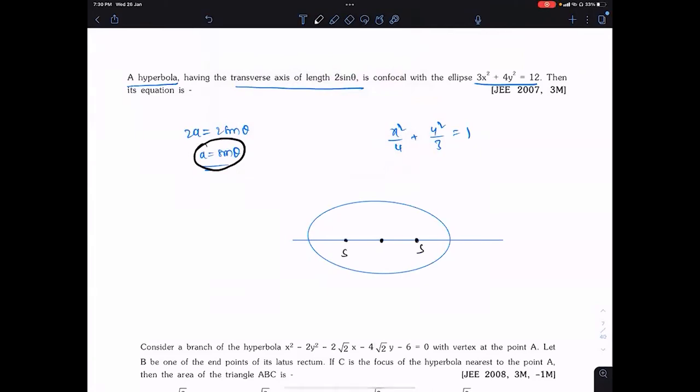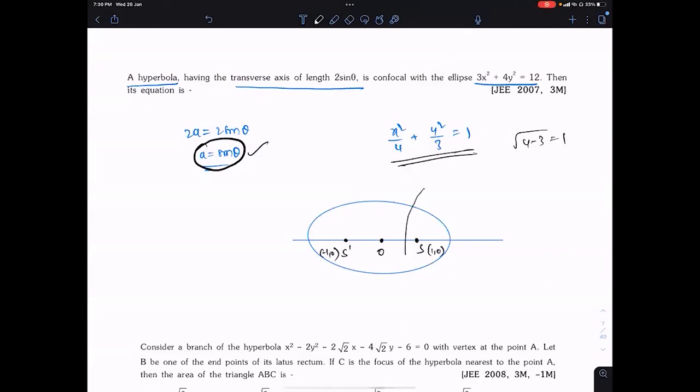So what are the foci of this ellipse? How far will the foci be from the center? Root over a square minus b square, which is 1 unit. So the foci are (1, 0) and (minus 1, 0). Okay, and already they have given a.